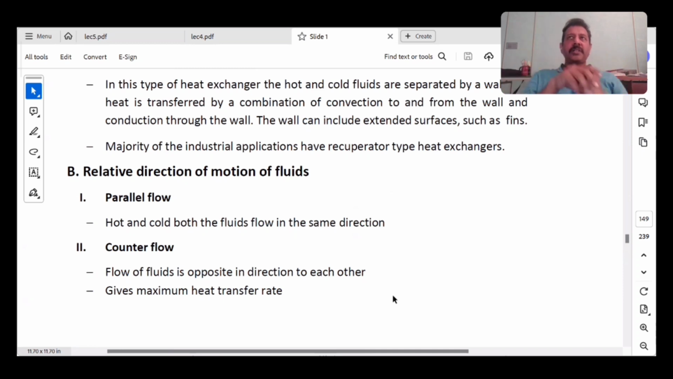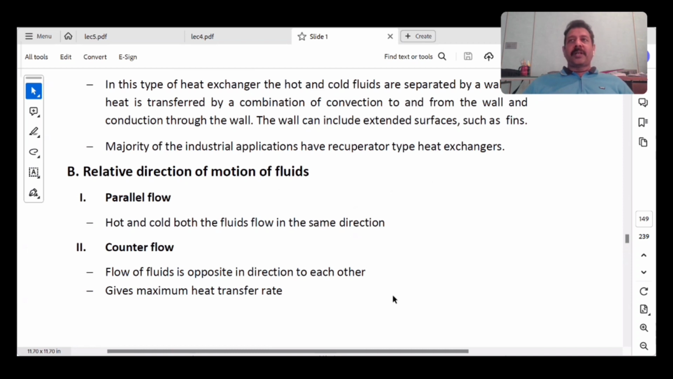Or I can have a rotary regenerator, where the first half is the heating period, the second half will become the cooling period. And the third one is the recuperators, where the hot fluid and the cold fluid are separated by a wall. It can be a plain wall, it can be a cylindrical wall, it can be a spherical wall, or it can be a spiral wall.